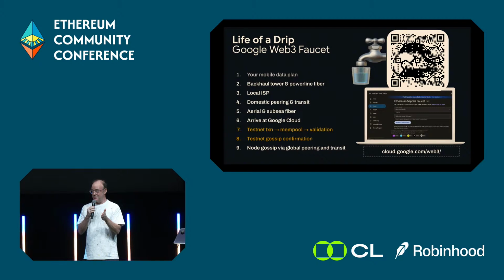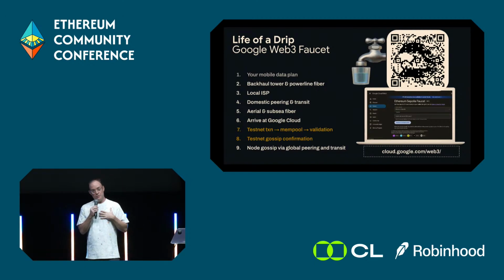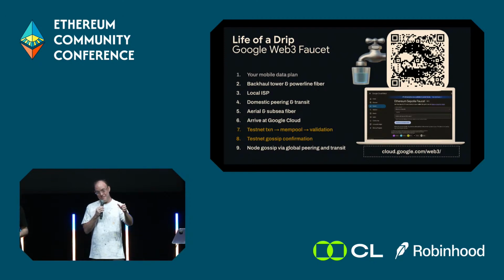Depending on your ISP's relationships, it'll bounce to other ISPs. It goes under the ocean or over the mountain ranges and eventually lands on Google Cloud. And then from Google Cloud, we dump that into a testnet from one of the nodes we might have running on Ethereum testnet, land that in a testnet mempool, testnet validation, then it gets gossiped out, and then all the way back in terms of whatever node your wallet's reading from to see that that actual drip came in.